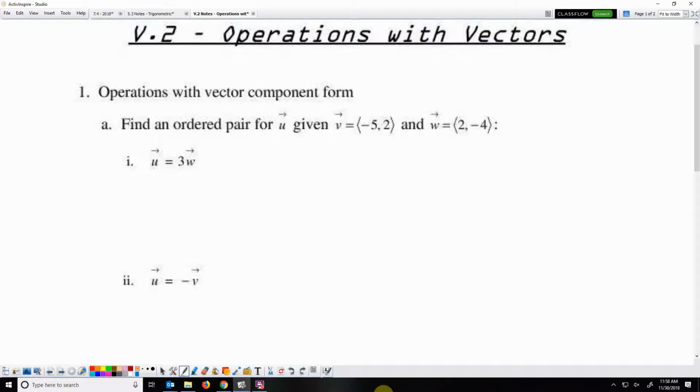Hey guys, welcome back. Today we are going to do some operations with vectors. So here are two vectors in component form. I'm going to draw what those would look like in standard position.